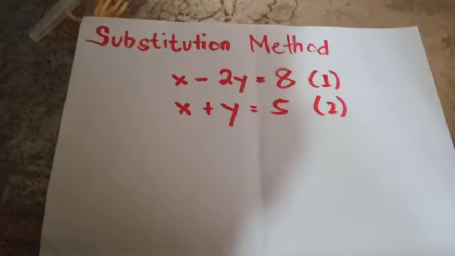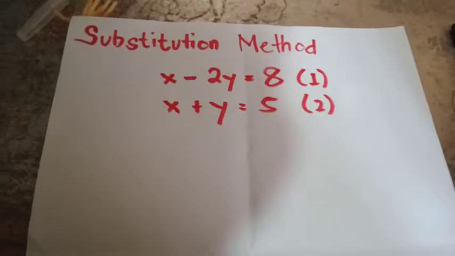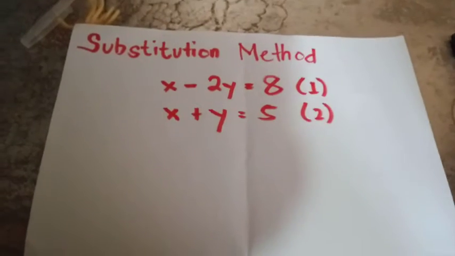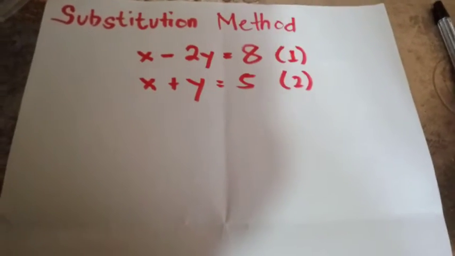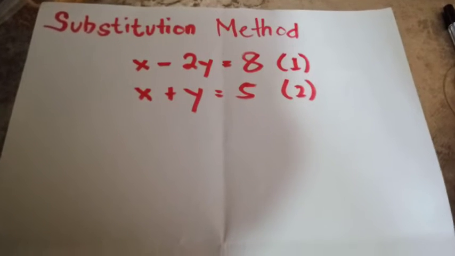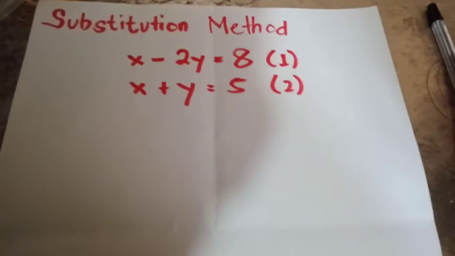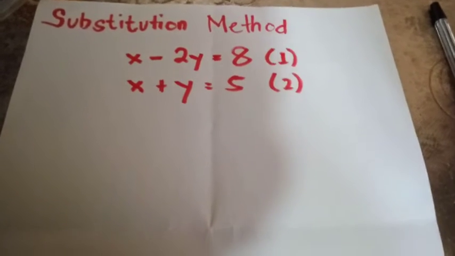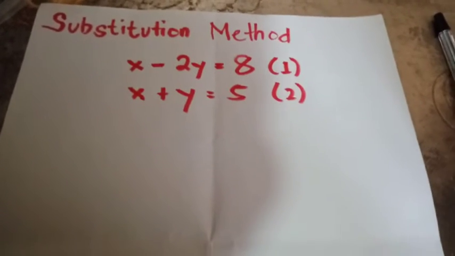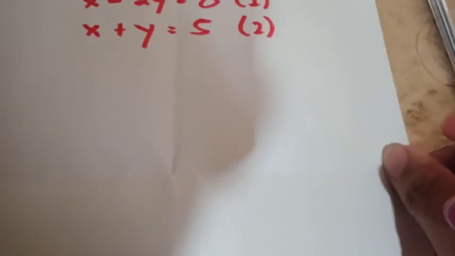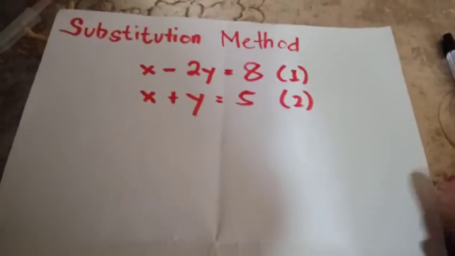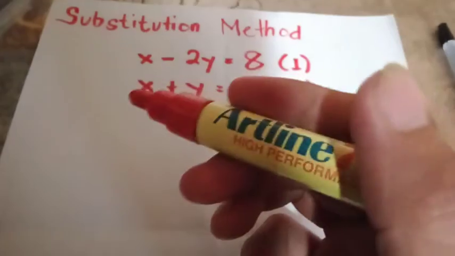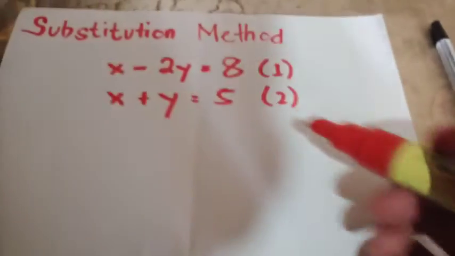Good day everyone. Today I will show you how to solve the equation using substitution method. So we have here two equations and we will solve this. So first we'll solve x minus 2y equals 8. In solving this, we first have to have our x value. So in finding the x value, we just need to use equation 2.